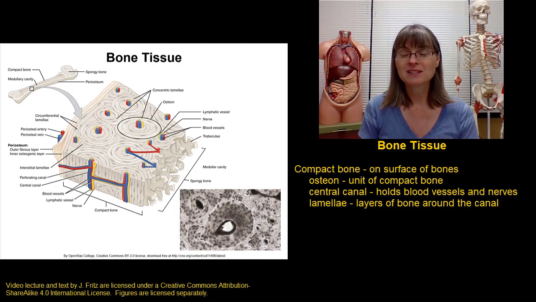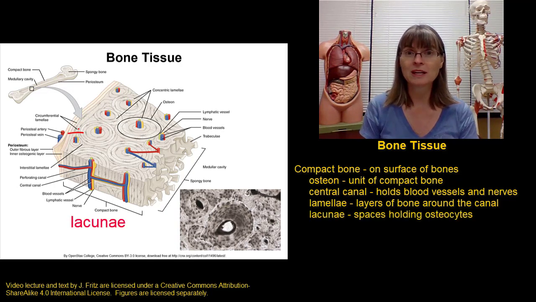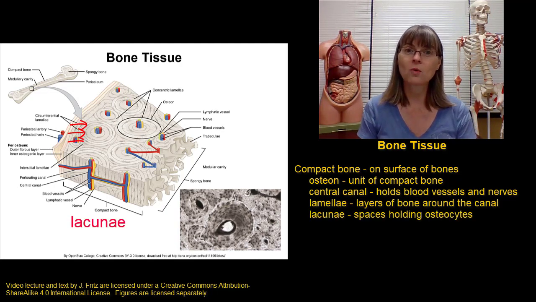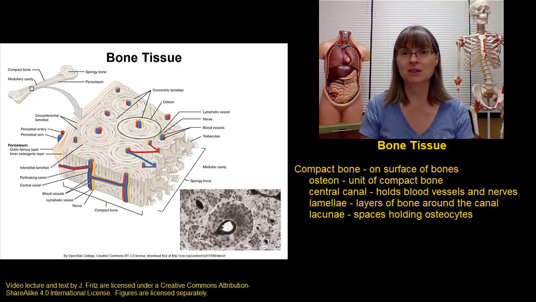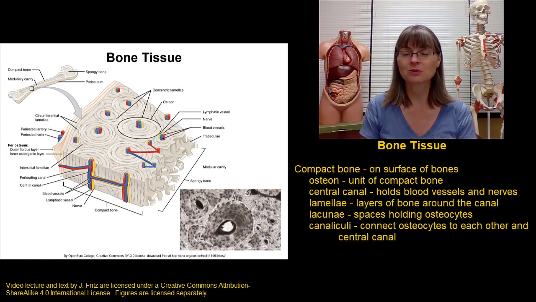Between the lamellae, we can see these little spaces, the lacunae, the spaces that actually hold the cells within the bone matrix. These cells are the osteocytes, and they're responsible for maintaining the bone. The osteocytes are connected to each other and to the central canal by tiny little channels called canaliculi. These canaliculi are what allow the osteocytes to reach out to detect what's going on in the bone and also to reach the nutrient source in the central canal.